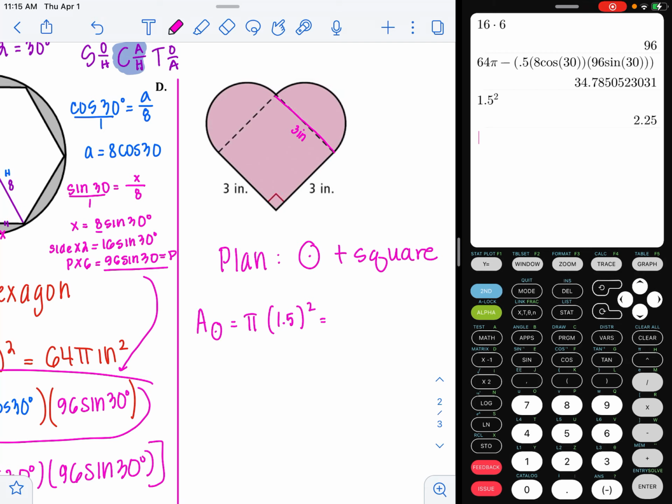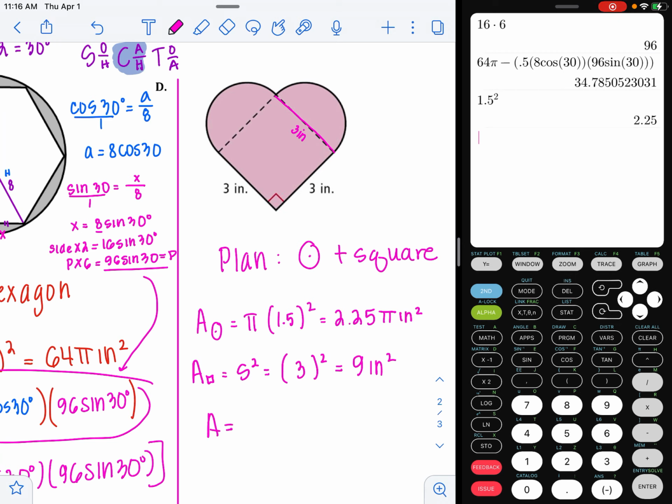So if I knew 15 squared was 225, I could figure it out, right? But still, my calculator's there. Why not use it? 2.25 pi, and then don't forget your unit, inches squared. Now I need the area of the square. The area of a square is side times side, or side squared. So all that I have to do is 3 times 3, or 3 squared, and that is 9 inches squared.